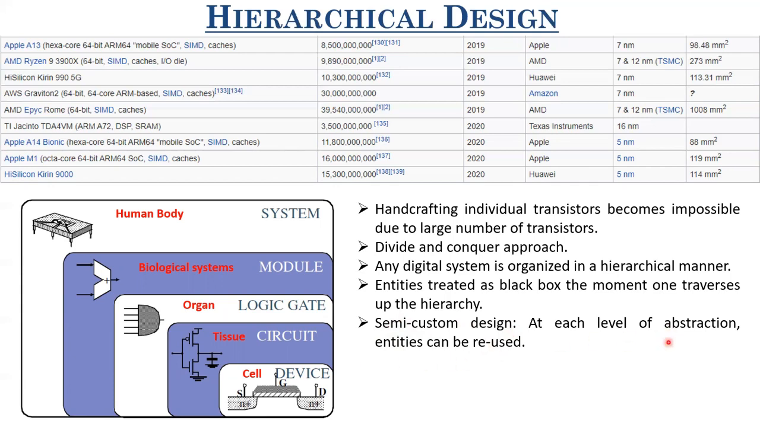So at each level of abstraction, these entities can be reused. For instance, if you are making logic gates, we have some library of these circuits which can be used and reused for making logic gates. When we are making some module, there is a library of these logic gates which can be reused. So for this semi-custom design, we definitely need a library of all these entities at different levels of abstraction or at different levels of hierarchy.